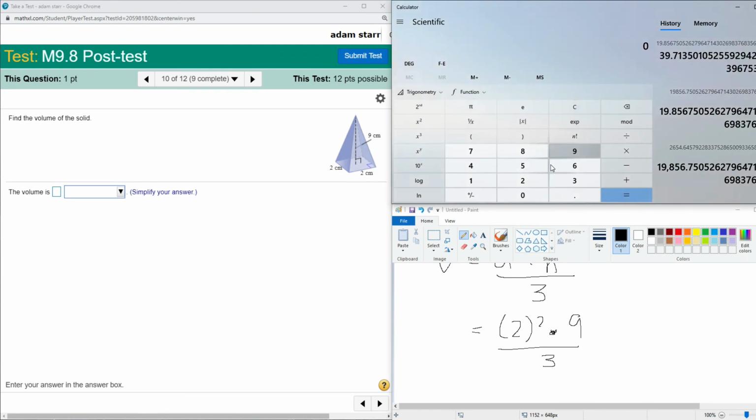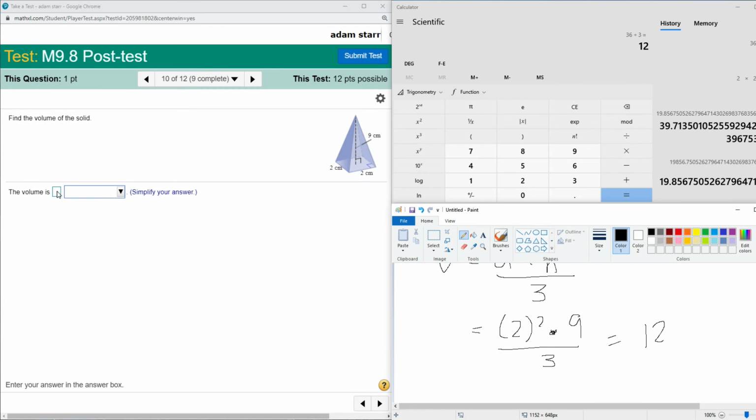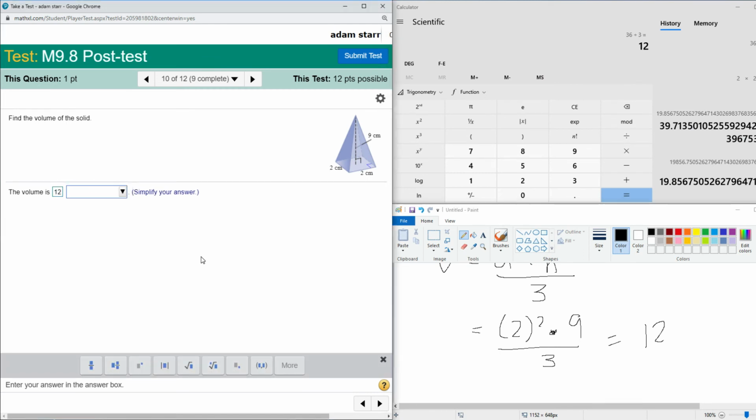Okay, now we just put this in the calculator. I have 2 squared, 2 times 2, times 9, divided by 3. Okay, so my volume is 12, and centimeters is my unit, so it will be cubic centimeters.